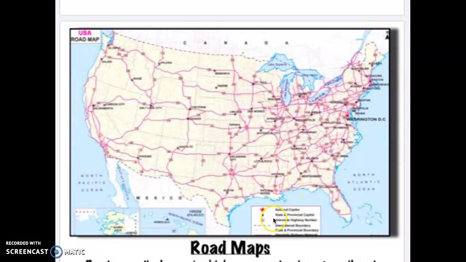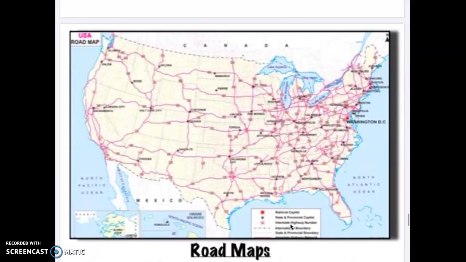And here I have my map key. I have the national capital, I look at different major cities, and then I see the different types of roads as well. Okay, so these are the major highways. And if we look at where these major highways are, if we're analyzing this map, we look at these major highways converging to these major cities. So we have large cities, as we said before.